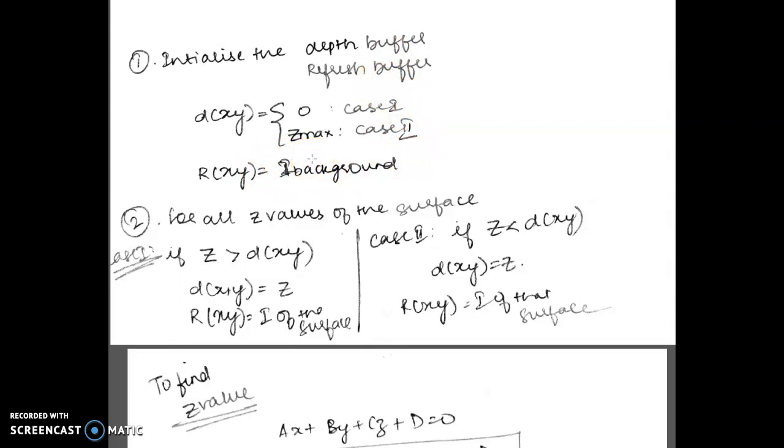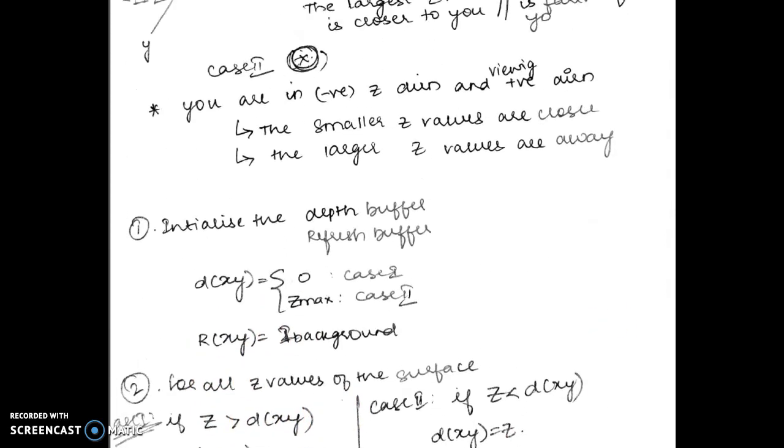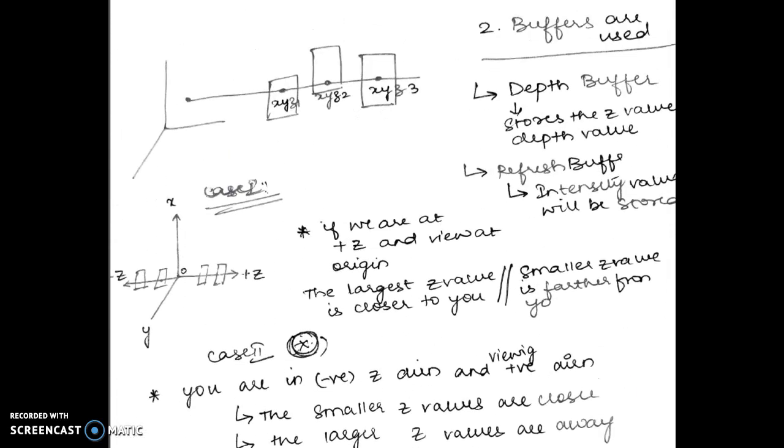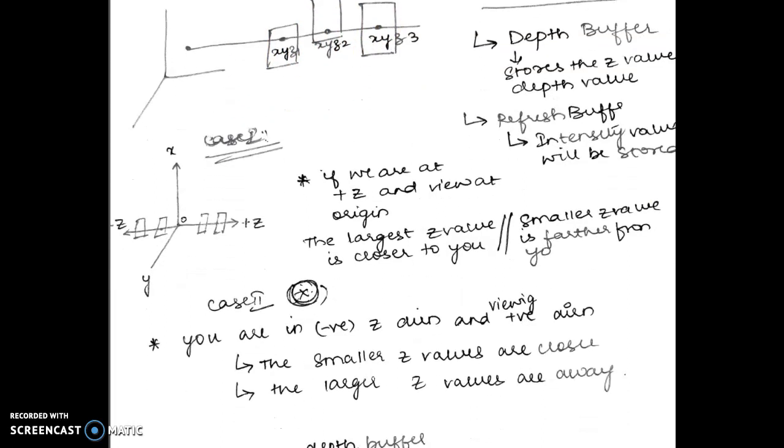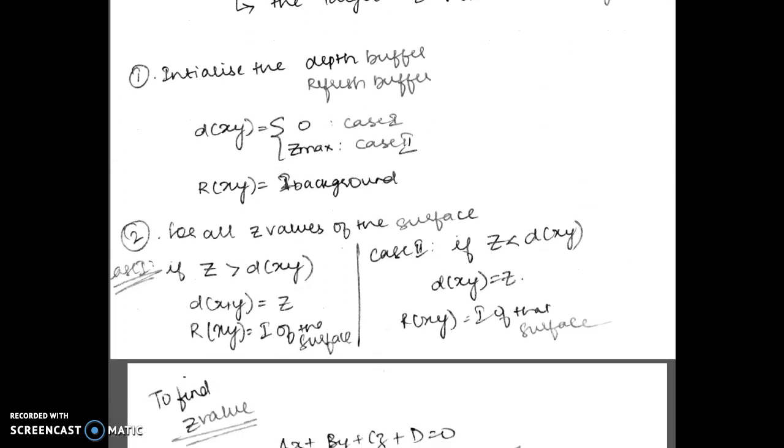The next step is it checks the z value of all these surfaces. If we see this diagram, we already saw that only the z value changes. So let us take the second case. We are on the negative z axis and looking, so this will be the z max. It will compare all the z values of all these surfaces. Why only the z value? Because x and y values are going to remain the same.